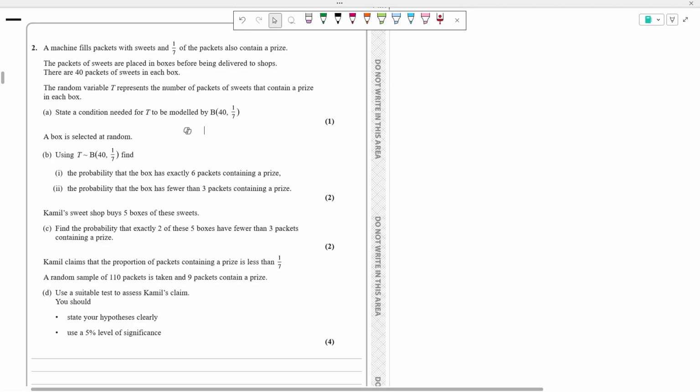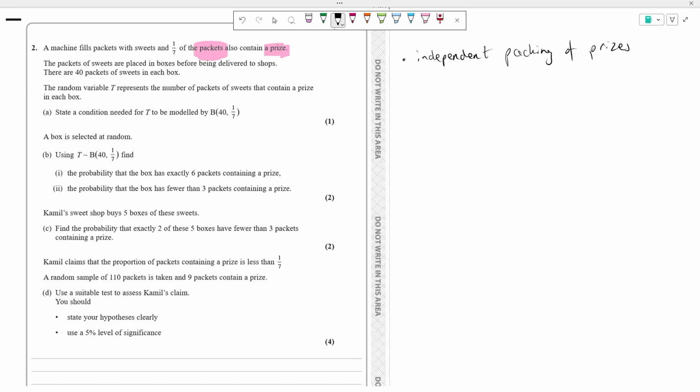To think about what sort of conditions we need, there are a couple, and you should always talk in terms of the context of the question. The first thing that comes to mind is independence. Specifically in terms of the context, what is being independent? It's the prizes being in the packets. So you would say independent packing of prizes in the packets. But you can also say random. Random also works.